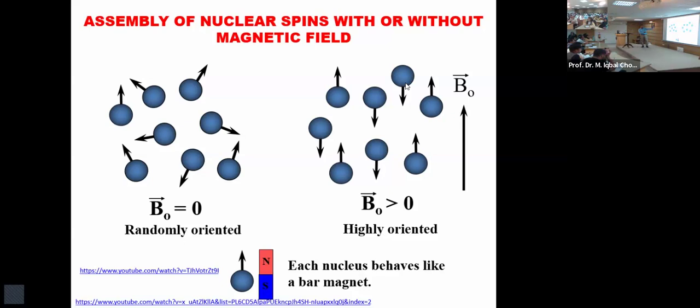Some of them will align with the magnetic field, and some of them against it. And now the alpha state and beta state. In NMR spectroscopy, the low energy state is shown up and high energy state is shown down, very different from UV-IR. Because the magnet is vertical.